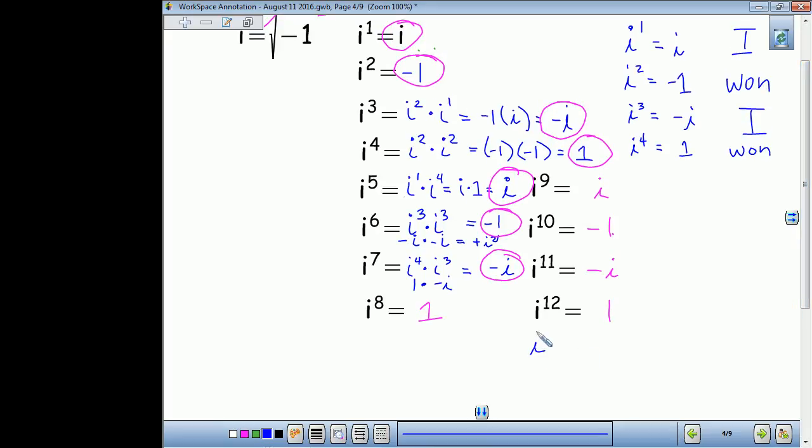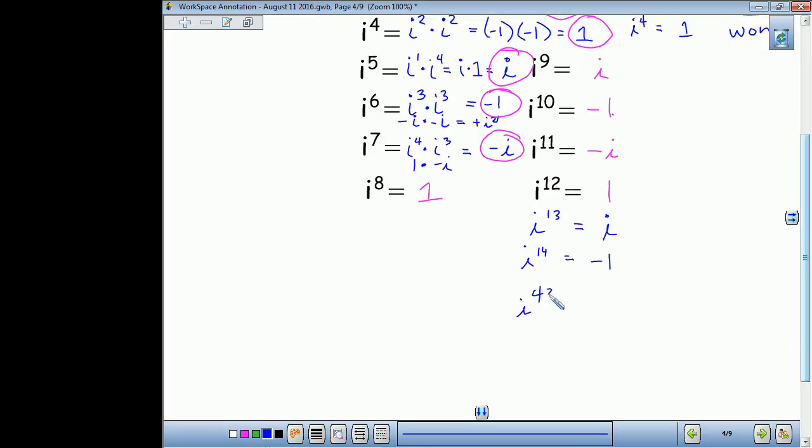If I just ask you i to the 13th, you're good. What is it? It's i, because we started the pattern over. If I ask you i to the 14th, what is it? -1. Okay, i to the 43rd. It's -i. Very good. That was an excellent guess. We know it goes through this pattern, and the pattern has how many numbers in it? It repeats every 4.